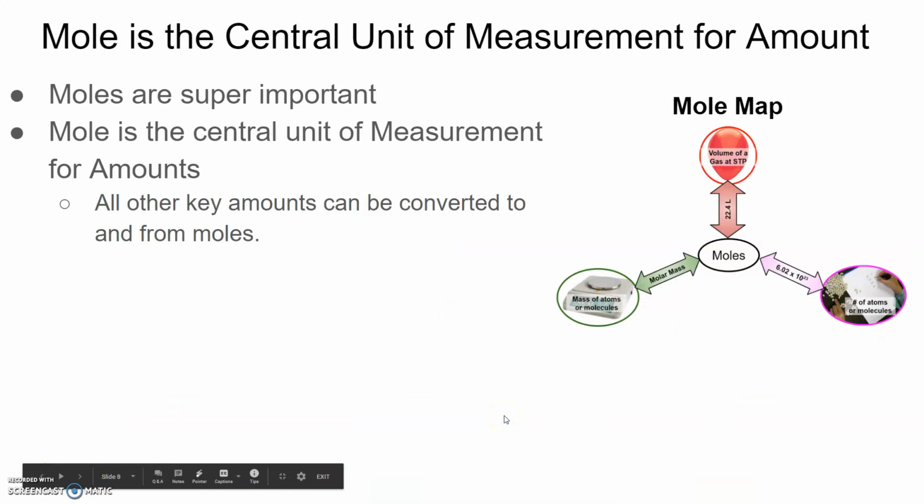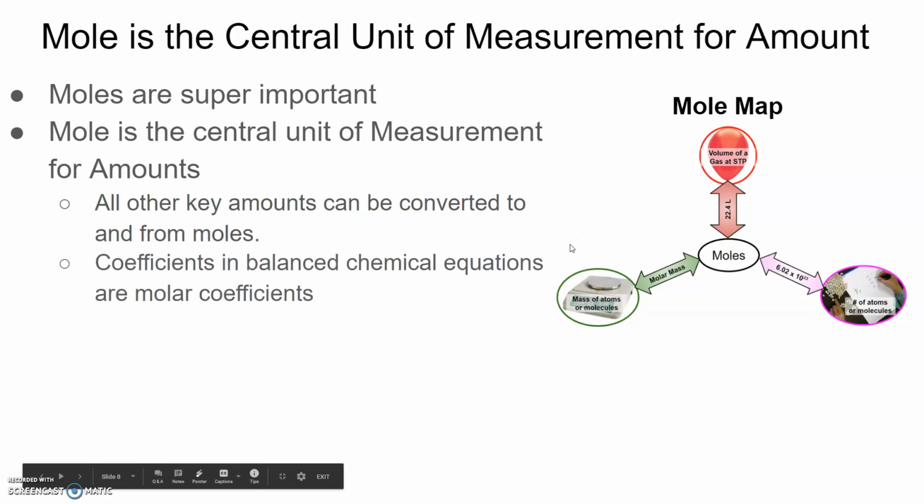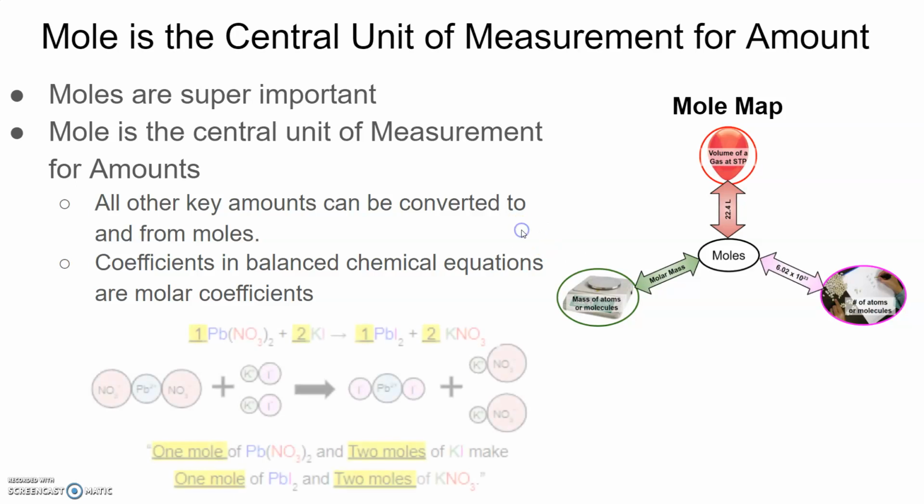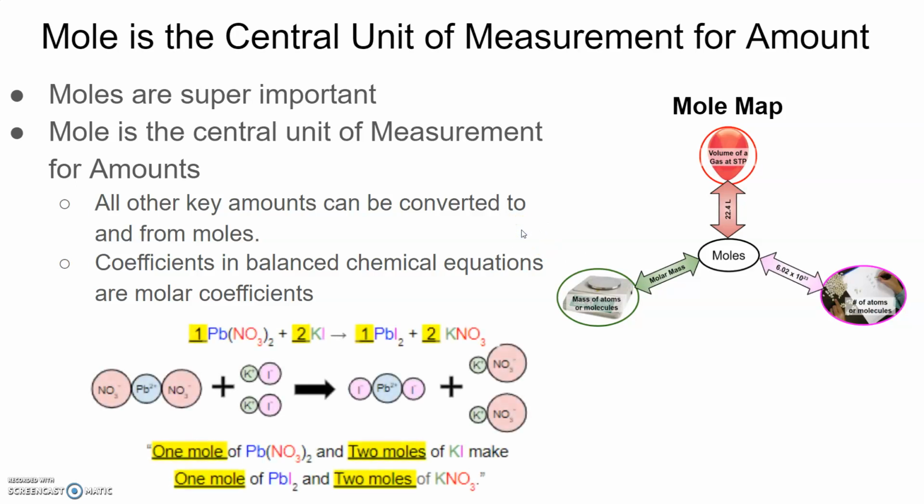Now, we also learned that the mole is the central unit of measurement for amount, and it's super important for that reason. So remember that all key amounts, like the volume of a gas, the number of atoms or molecules, or the mass, can all be converted to and from moles, as shown by the mole map. We also learned that coefficients in a balanced chemical equation are molar coefficients. So if you look at a balanced chemical equation, which is sort of like our recipe in chemistry, the coefficients tell you the amounts in moles.